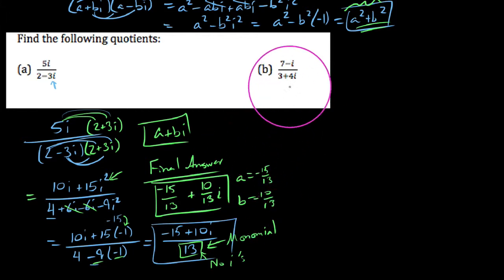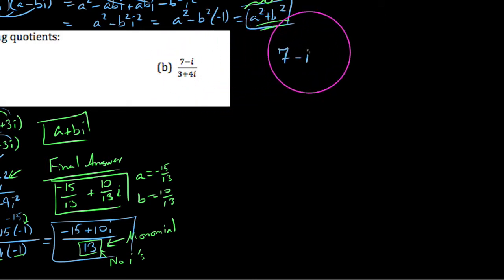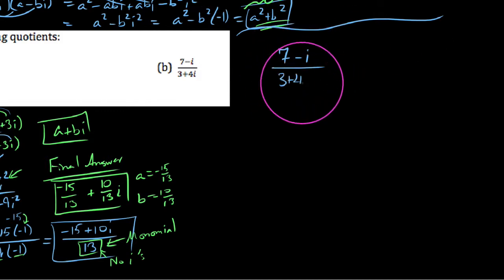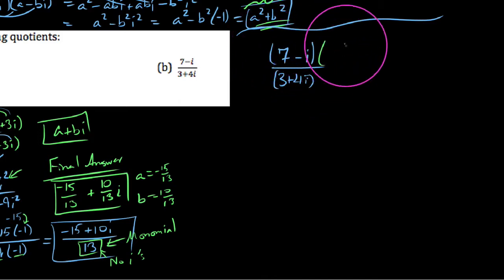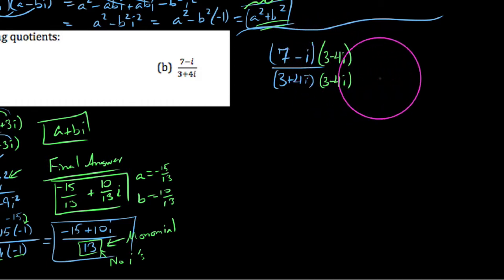All right, so moving on to letter B, I said we do this one a little bit more quickly. What I really mean by this is we'll rewrite this over here on the right: 7 minus i over 3 plus 4i. To get rid of this in the basement, we know the technique is to multiply the top and the bottom times the conjugate of the denominator. So 3 plus 4i, its conjugate is 3 minus 4i. We're going to take the top times this as well.